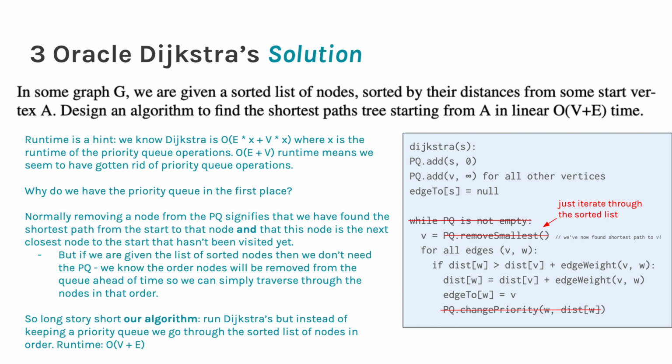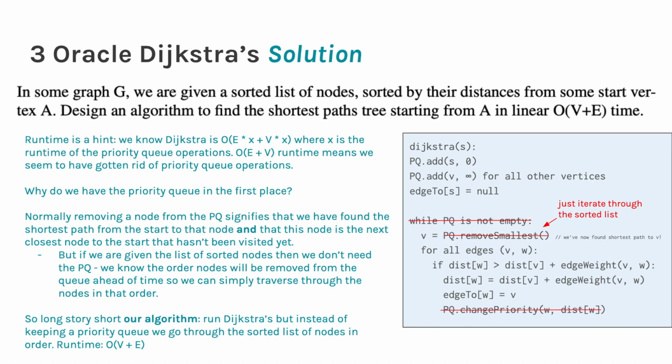So long story short, you run Dijkstra's, but you don't keep track of a priority queue. You just go through the sorted list of nodes, and then you still update the distance values and the edge two values. So you end up with the edge two getting a shortest path tree. So since we don't have this remove smallest or change priority operations, the runtime is just E for this for loop, and then V for iterating through all the nodes in the list. So it's E plus V. Awesome.